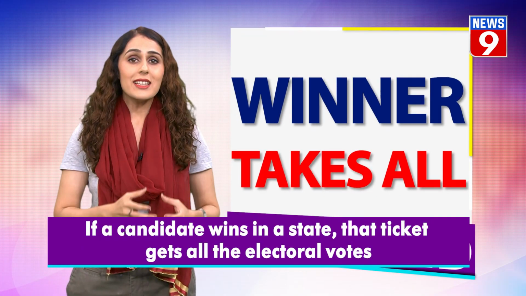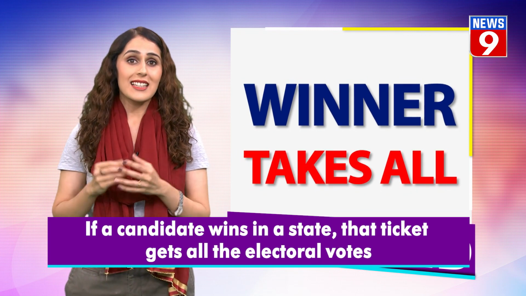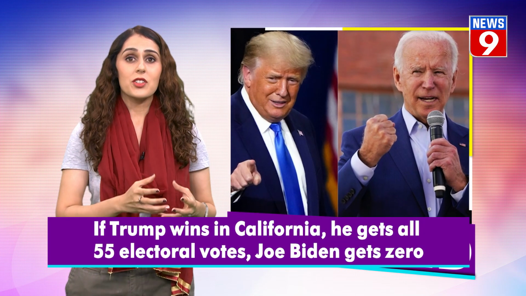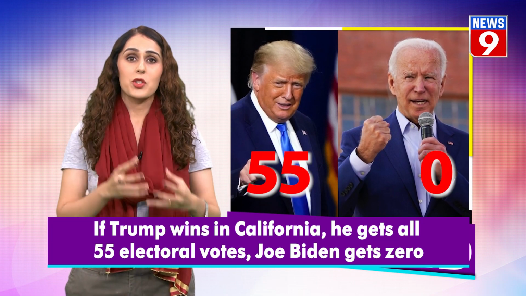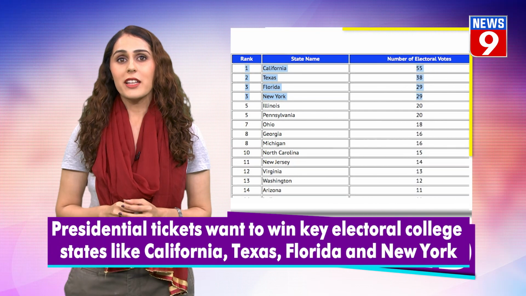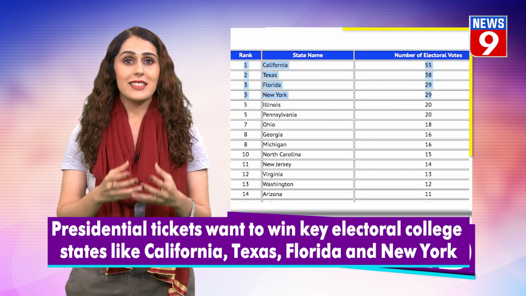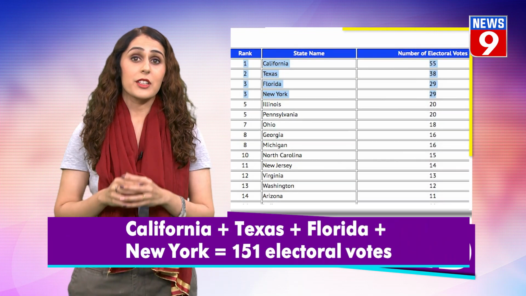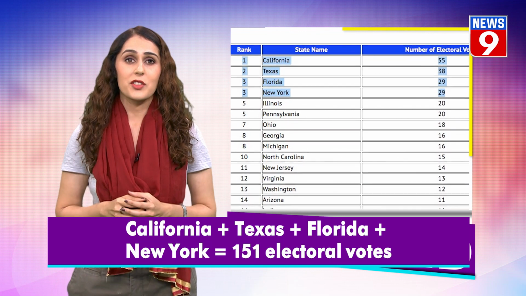Furthermore, if a candidate wins in California, they get all 55 electoral votes and the opponents get 0. This means that if President Trump wins in California, he gets all 55 electoral votes and Joe Biden gets 0. This is why the presidential candidates want to win key electoral college states like California, Texas, Florida, and New York. For the 2020 elections, that is 151 electoral college votes right there. So far easy, right? But here's where it gets a little bit more unclear.